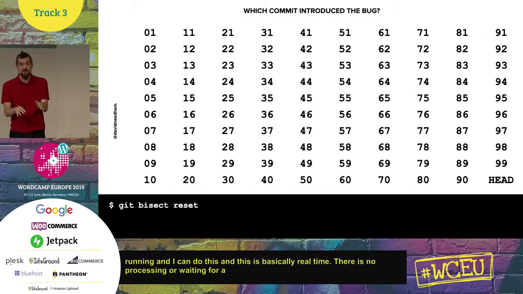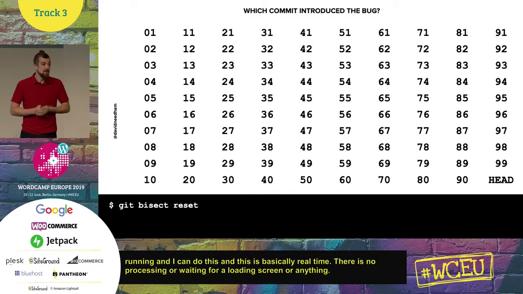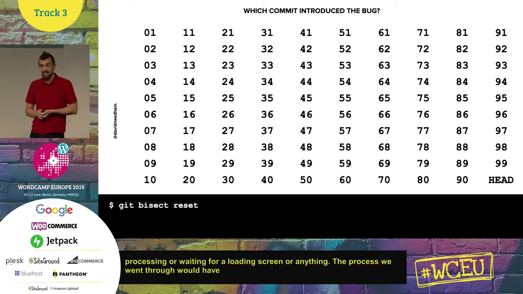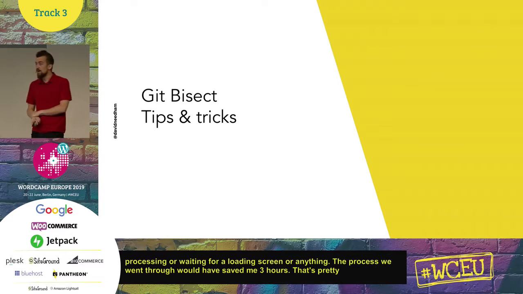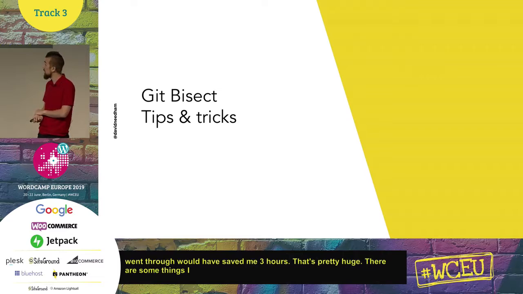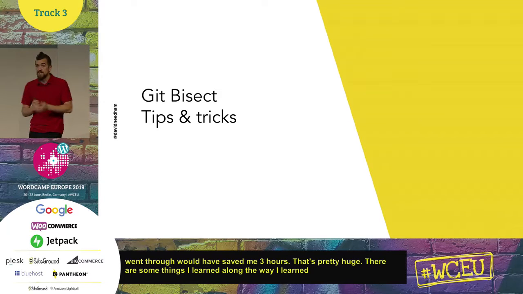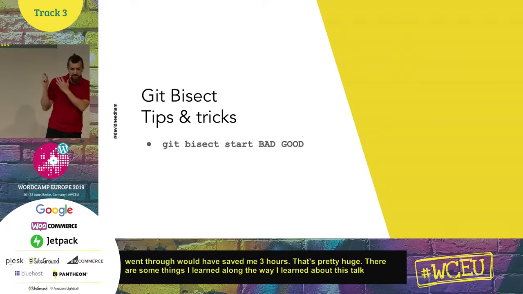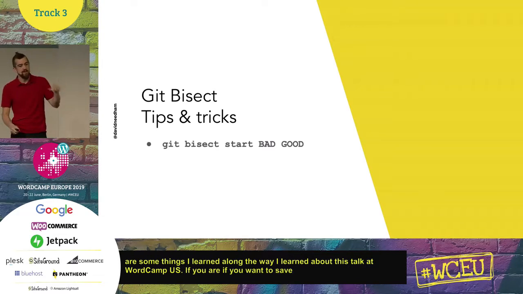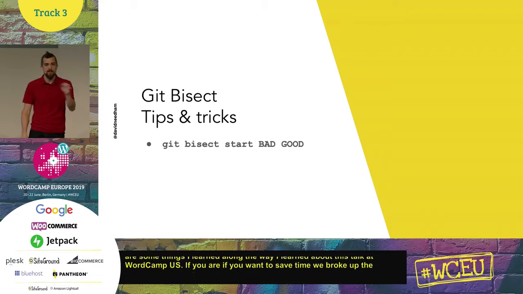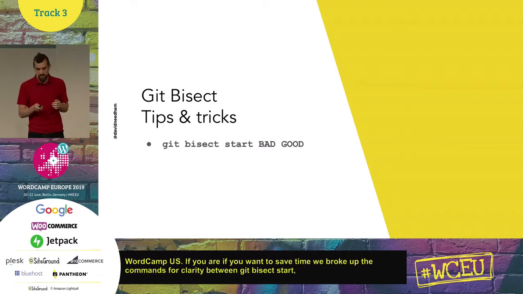The process we just went through would have saved me 3 hours. That's pretty huge. There are some things I learned along the way. I first heard about this talk at WordCamp US, and there are some great tips that I've picked up. Specifically, if you want to save a little bit of time, we broke out the commands for clarity between git bisect start, git bisect good, and git bisect bad, but you can put them all in one command.